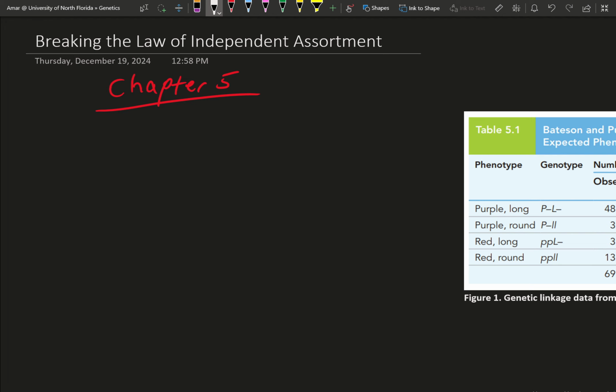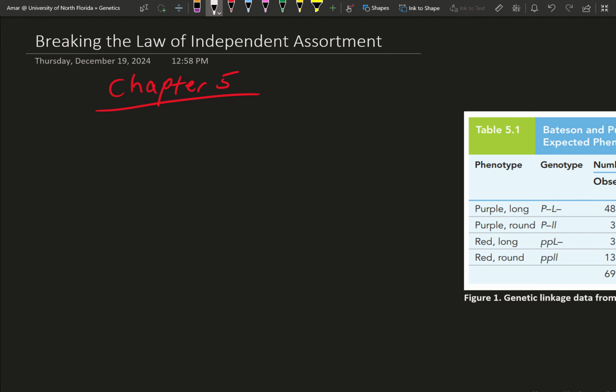This chapter is mainly involved in gene linkage. What gene linkage involves is that we're going to break apart the law of independent assortment, where sometimes some genes behave in a different way such that they break the law of independent assortment, and you get gametes that appear at different frequencies for two or more genes.